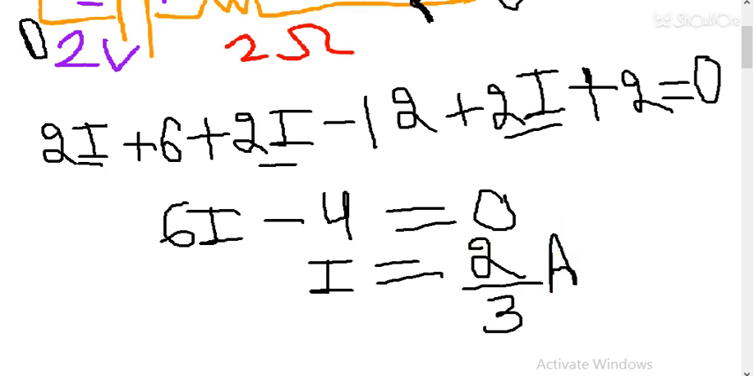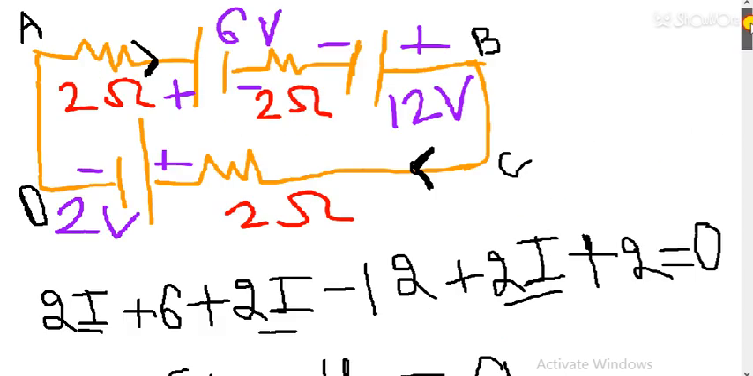Students, you can see here that the last value of current that we have calculated comes out to be positive. So that means the direction we have taken is the right direction of current. So it was question number one.